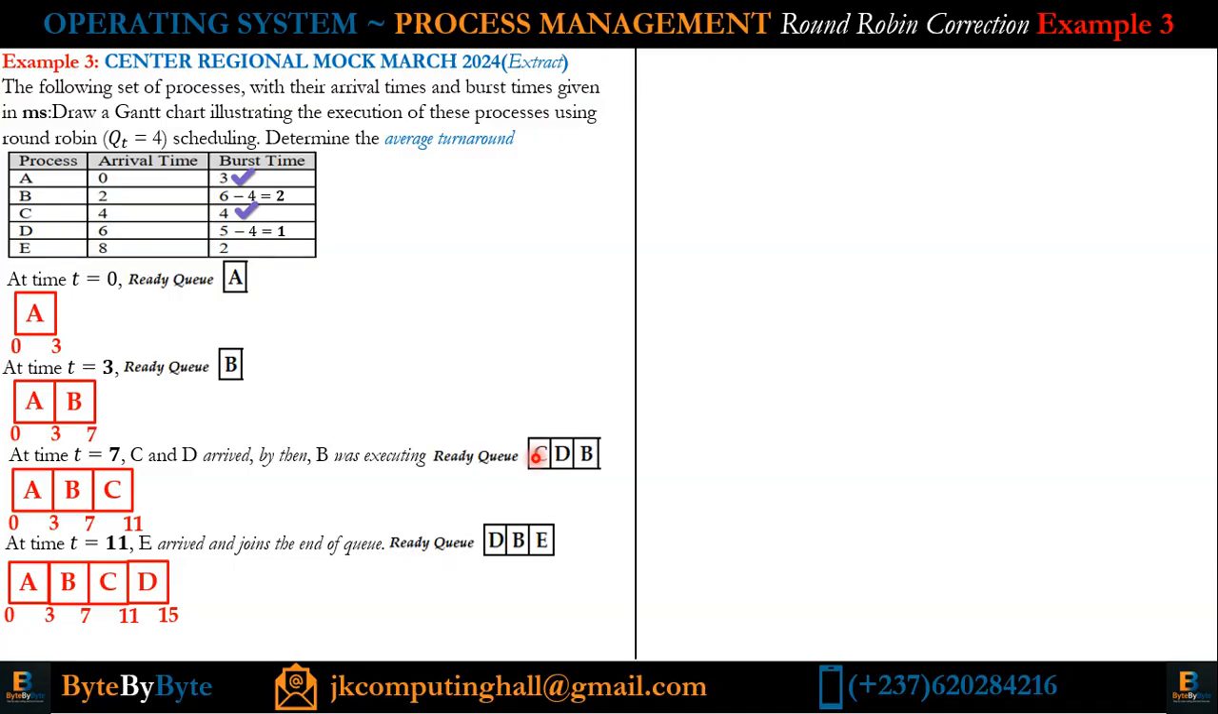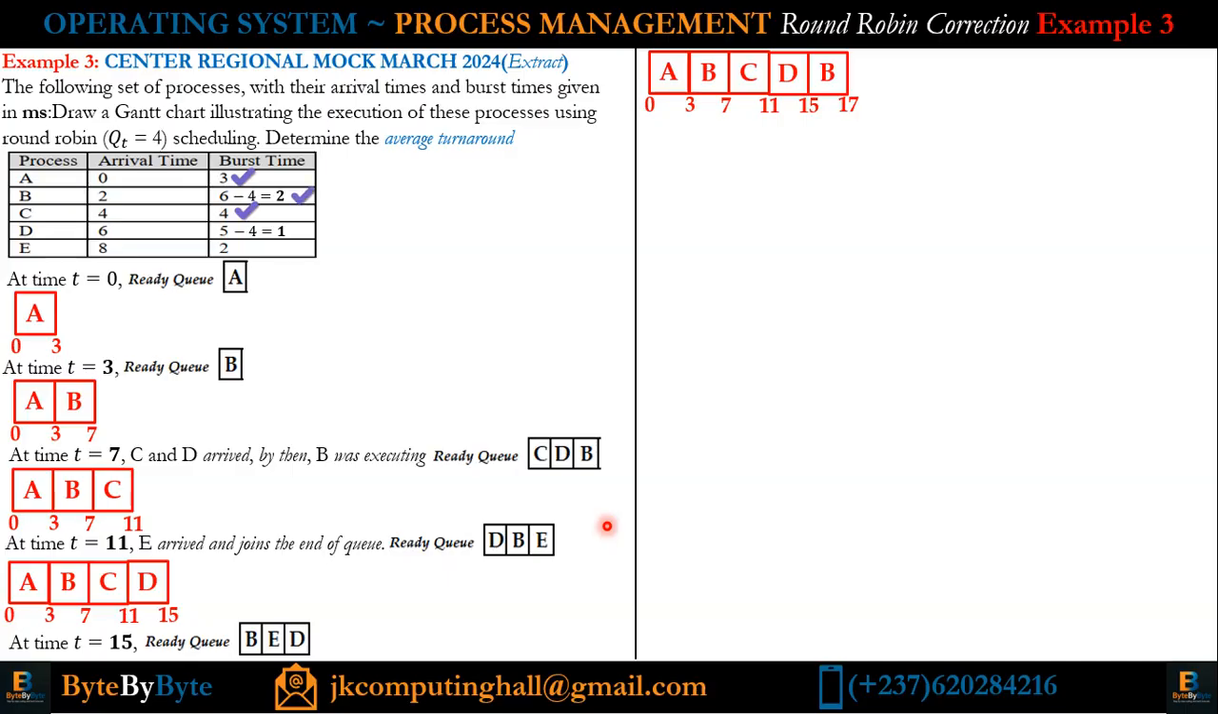From there now, at time 15, D has been executed, so it will be sent to the end of the ready queue. And that's how at time t equals 15, my ready queue becomes B, E, D, meaning that after D executed, it came at the end of the ready queue. So the next process to execute now is B, and B is left only with 2 units. That is why B will execute from 15 to 17, as you can see, dear students.